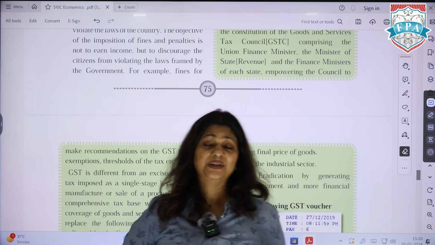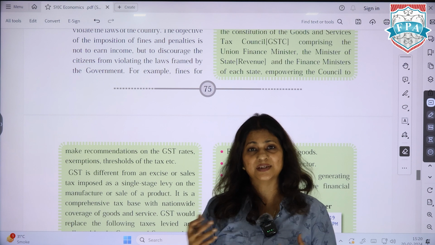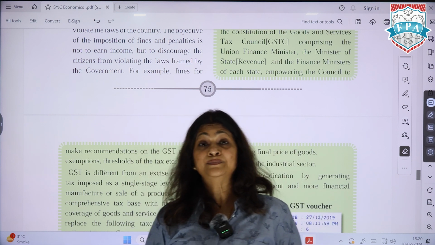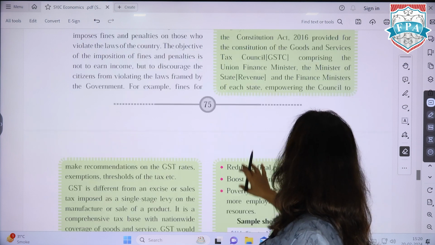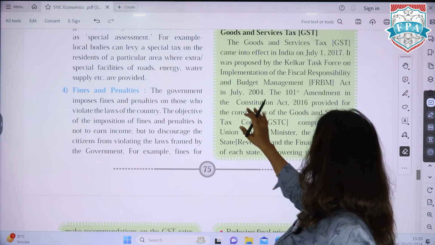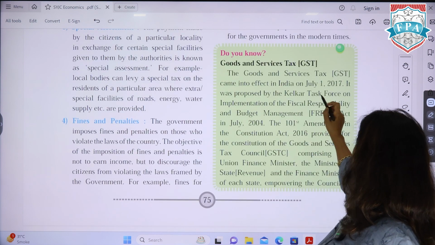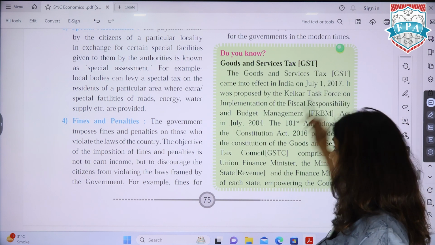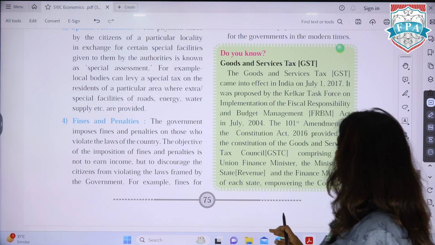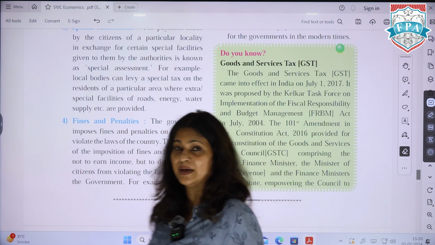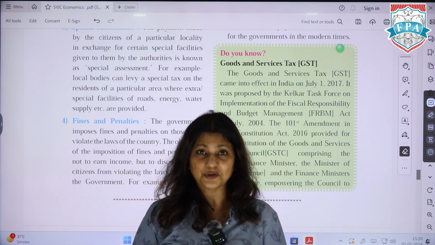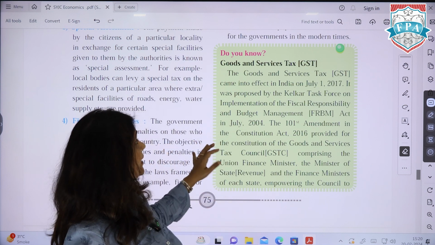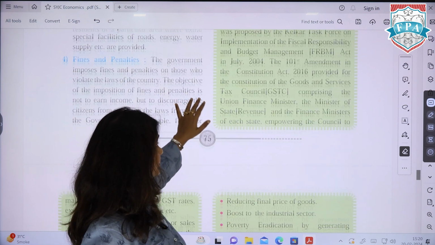Let us understand what GST is. GST is goods and services tax. This has come in very recent times in our country. This came in our country on 1st of July 2017, which is also the CA Day. And being a chartered accountant, I'm very proud that the GST Act was launched on the same day. And it came into effect on the same day.